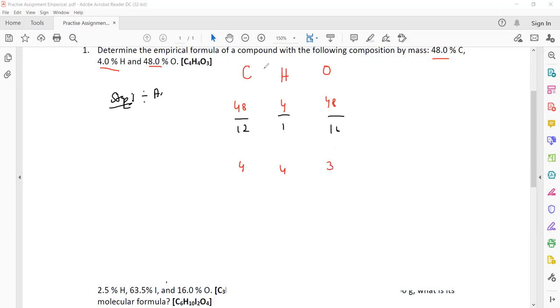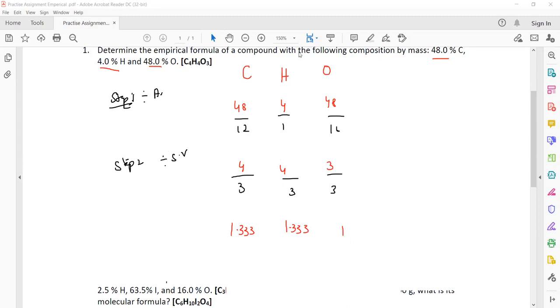Then step 2, we will divide by the smallest value in the combination. The smallest value in the combination is 3. So we'll divide each value by 3. So 4 divided by 3 is 1.33. 4 divided by 3 is 1.33, a recurring decimal. And 3 divided by 3 is equal to 1.